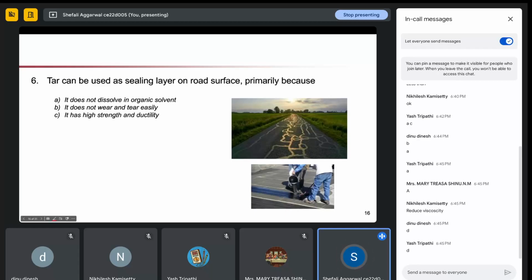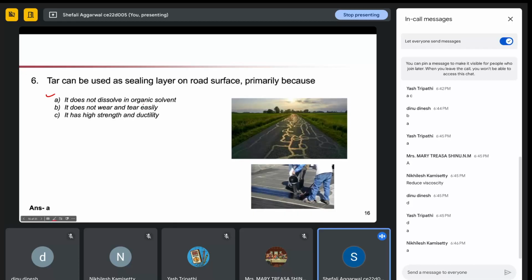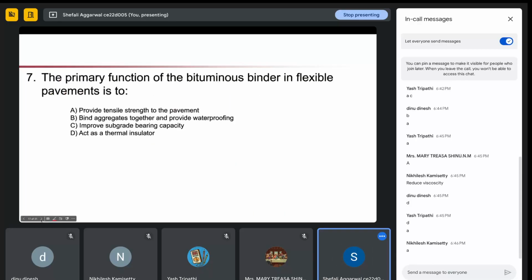Tar can be used as a sealing layer on road surface. Why? Because it does not dissolve in organic solvent, it does not wear and tear easily, it has high strength and ductility. A, okay. Anybody else who wants to guess the answer? Okay, yeah. So A is the correct answer, since tar is not dissolvable in organic solvent, we will use it as a sealing agent at the top surface. A, everyone, correct answer. Okay.